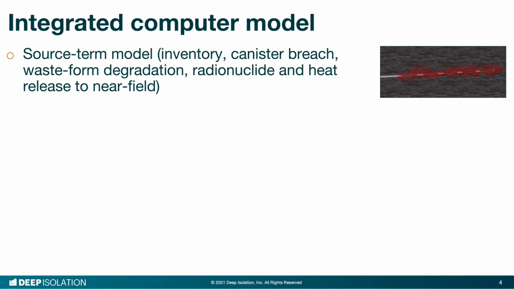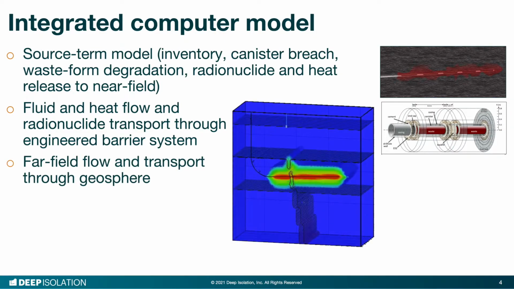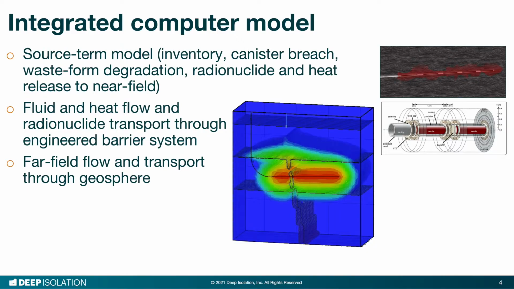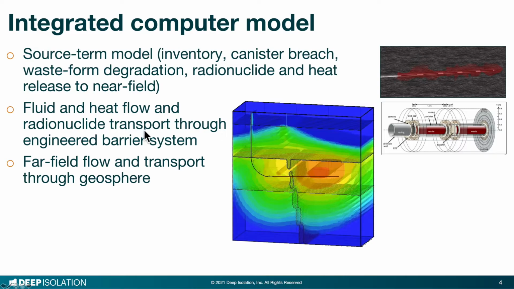The waste also generates decay heat, which is accounted for in the model. Once released from the canisters, the radionuclides are transported along the backfilled borehole as well as into the host rock, from where they migrate through the geosphere, mainly by slow diffusion, but also carried by the flowing groundwater, which is eventually drawn into a drinking water well.